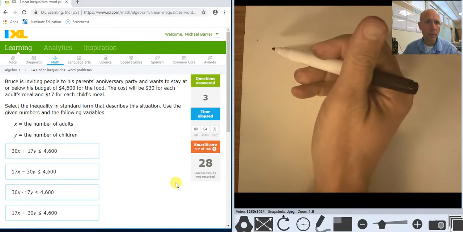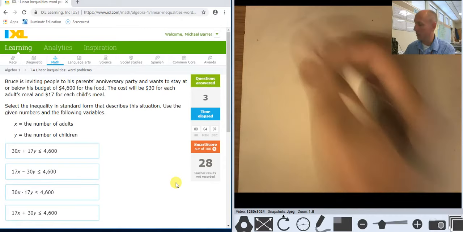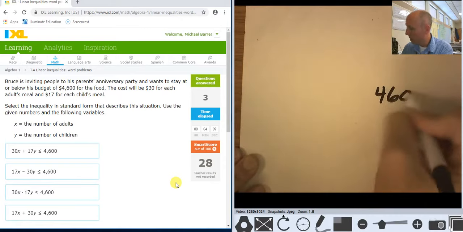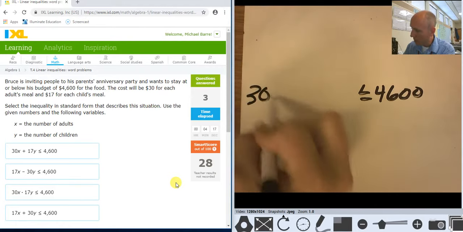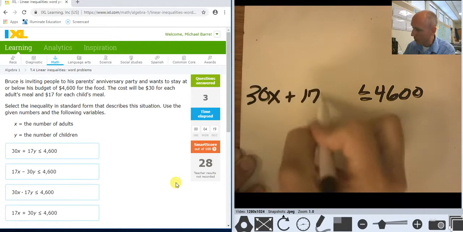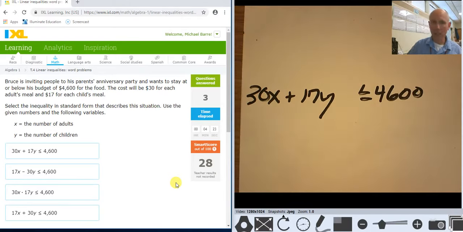Bruce is inviting people to his parents' anniversary party and wants to stay at or below his budget. $30 each for adults and 17 for kids. So 30 times the number of adults plus 17 times the number of kids. 30x plus 17y is less than or equal to 4,600.